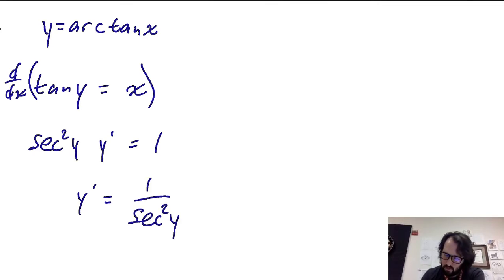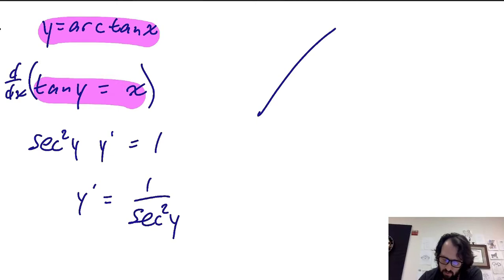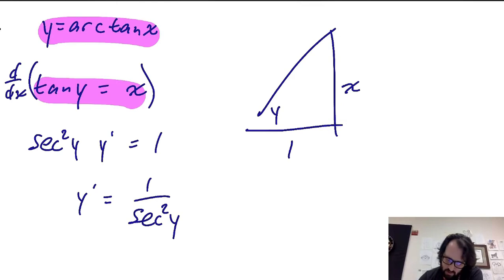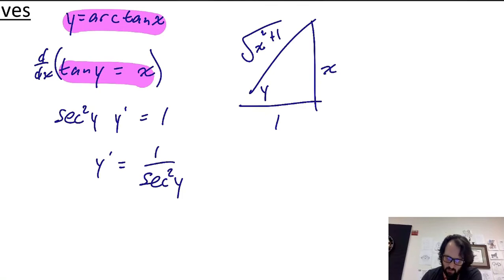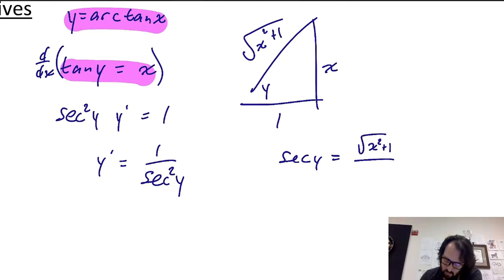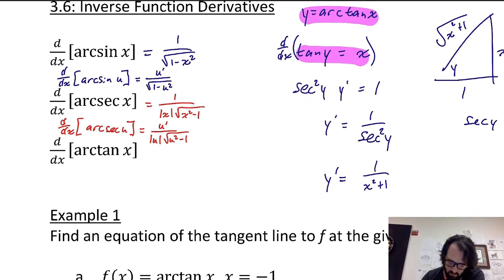Well, I didn't draw my triangle, so I need to look back and base it off of this or this. Either way, makes no difference. But you need to recognize that y is your angle. So y, and then tangent is opposite over adjacent, which makes the hypotenuse the square root of x squared plus 1. Right, and then secant is hypotenuse over adjacent. So secant of y is root x squared plus 1 over adjacent, which is 1. So that would mean secant squared is just x squared plus 1. So y prime is 1 over x squared plus 1. Well, that's nice. That's a pretty one. I like that one.